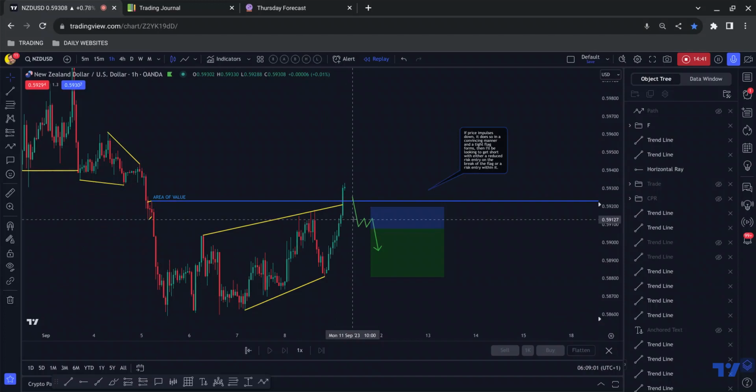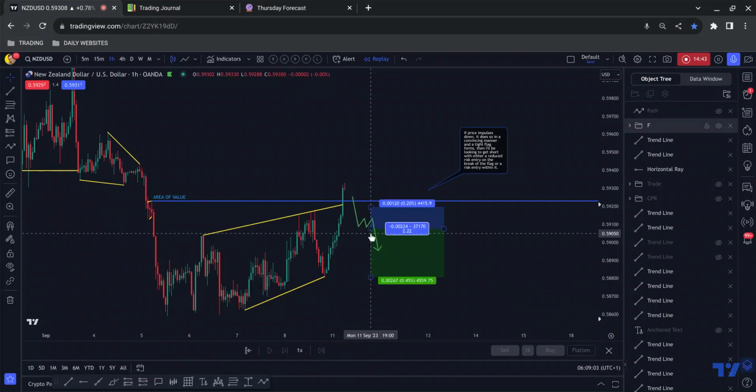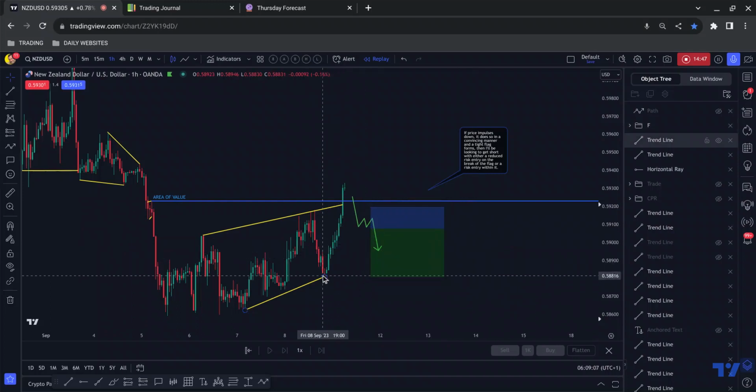With that in mind, if we push down and get the flag, then I will be looking to get short either on the break of or within the flag. And you can see that I would be able to manage it down to these lows. So I have an alert set just below this ray line to see if we can push back down.